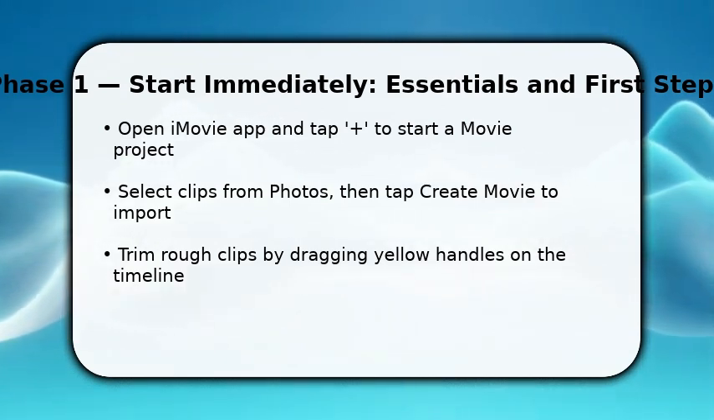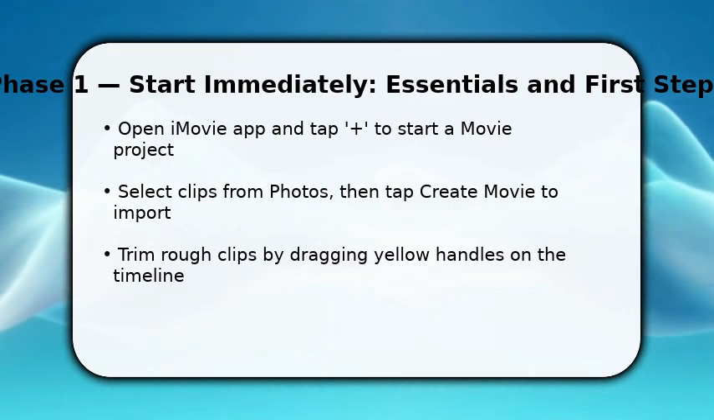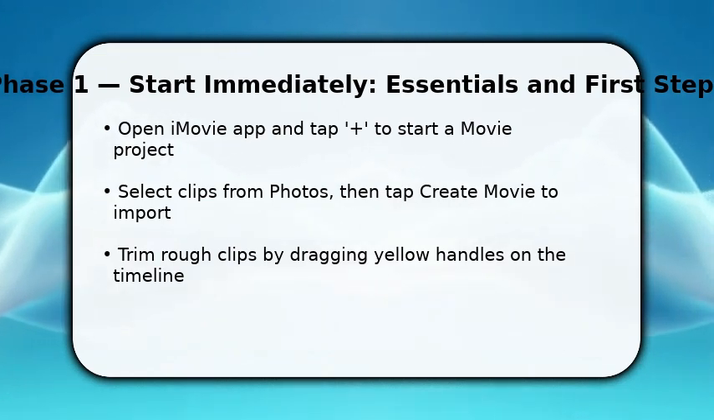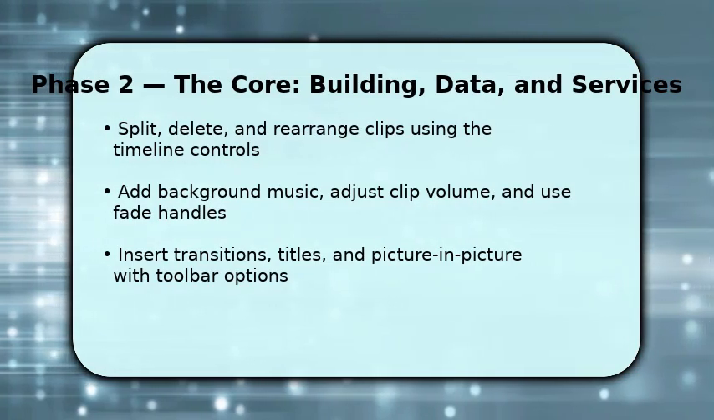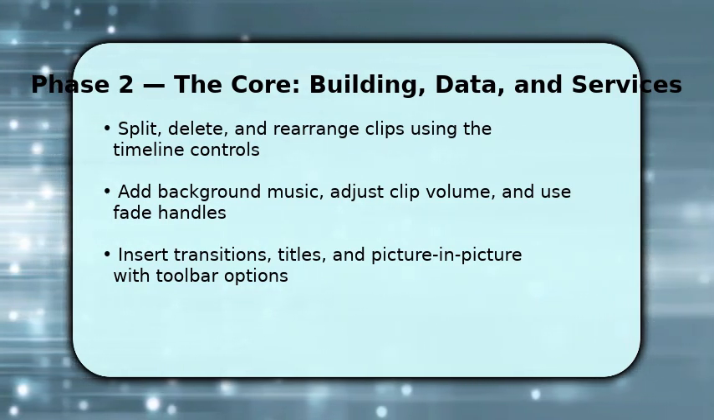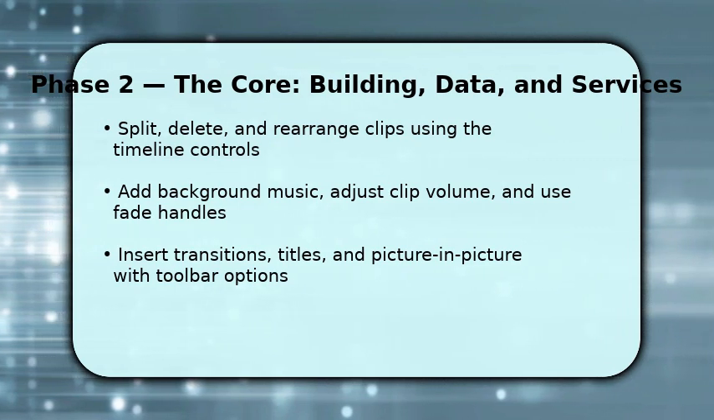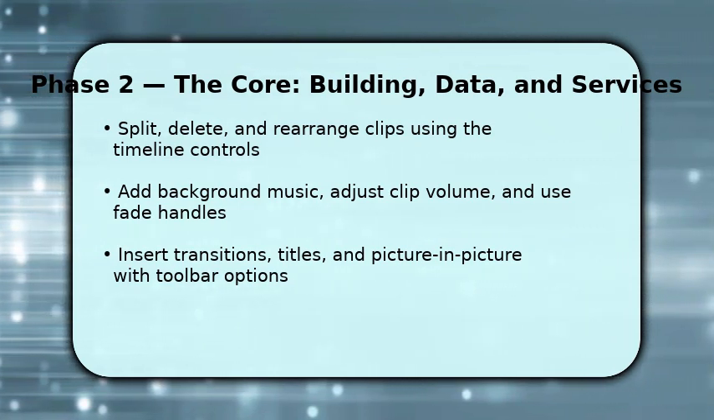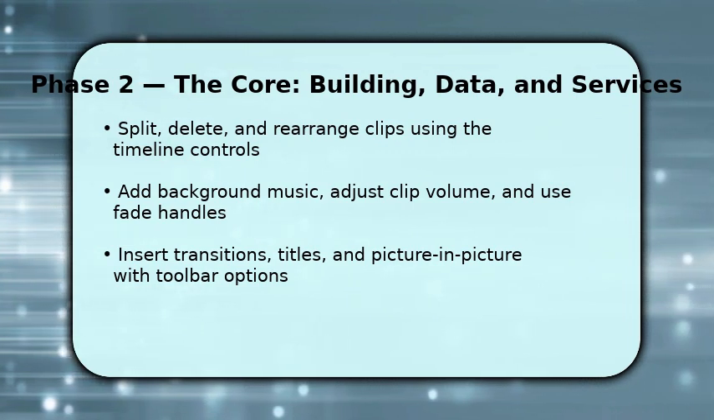Now refine the edit. Tap a clip to reveal split, delete, and detach audio options. Use split to remove mistakes, then drag clips to reorder timing. This controls narrative flow. For sound, add a music track or tap a clip to lower its volume and add fades. This balances dialogue versus background music.